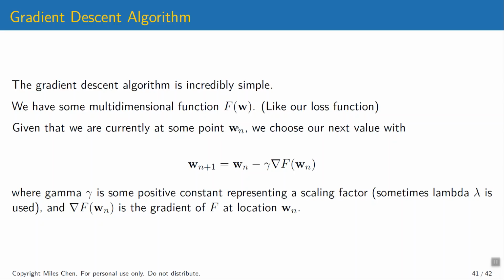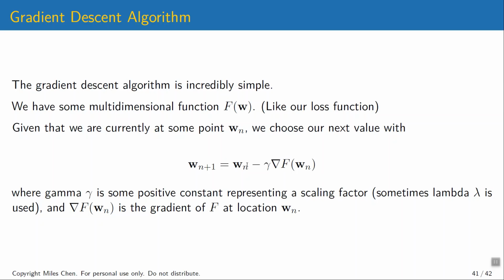If we're currently at w sub n, then the next location will just be w sub n minus the gradient, and we multiply that by gamma, some kind of scaling factor, either gamma or lambda. That gives us a new location, and then we just repeat.